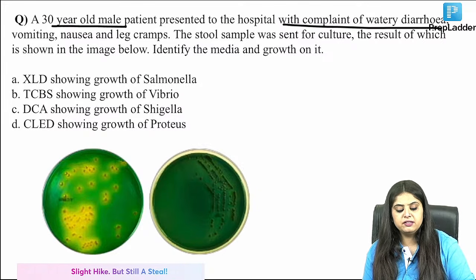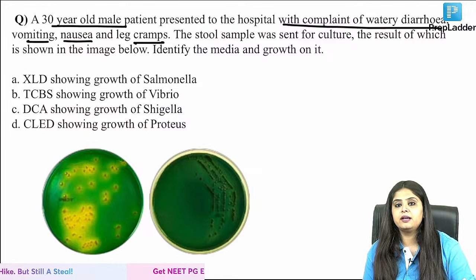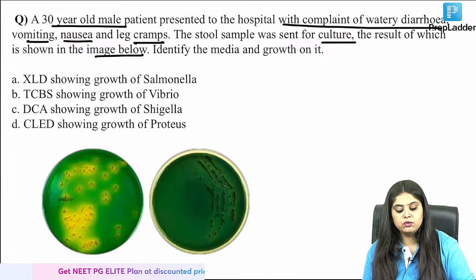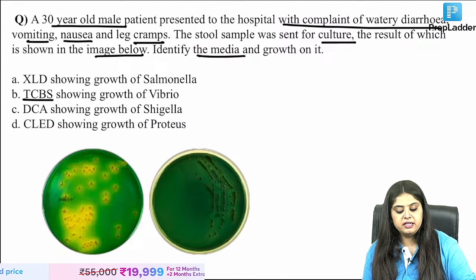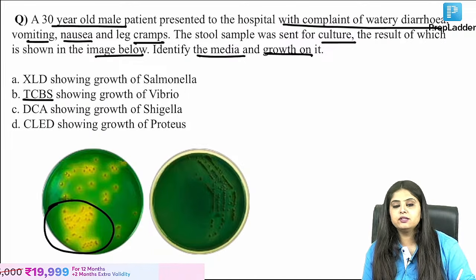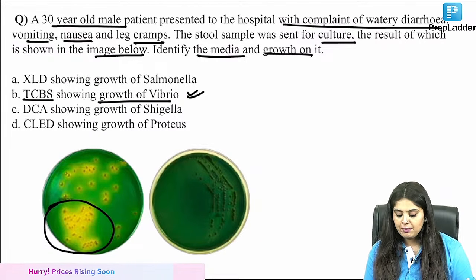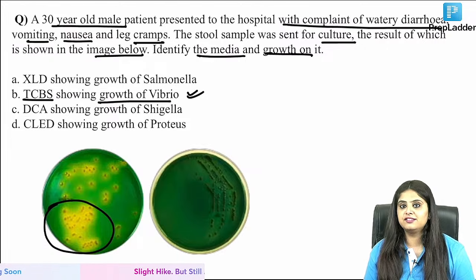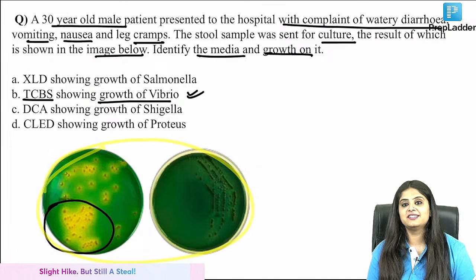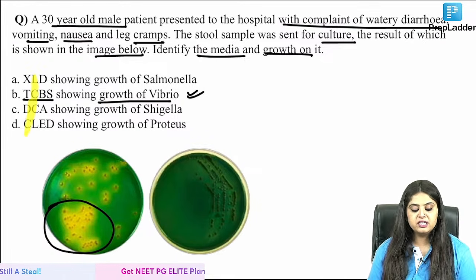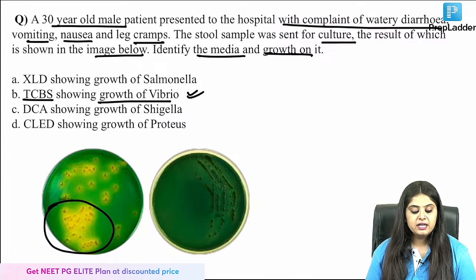So if I ask you a simple question, that there is a 30-year-old male patient who presented to the hospital with complaints of diarrhea, vomiting, nausea, leg cramps. It was sent for culture. The photo has been shown below. Identify the media. So you will say TCBS media, and the growth, because yellow is visible, so sucrose fermentation has happened. This means it is showing me the growth of Vibrio. Over here you know the answer because it is obvious. We were studying this.